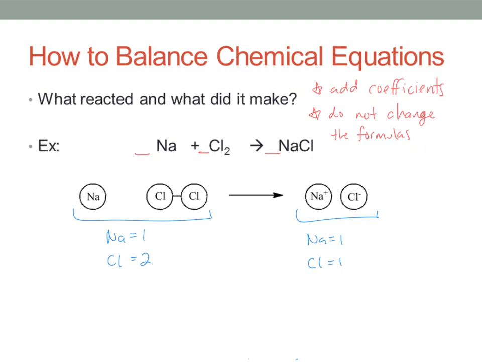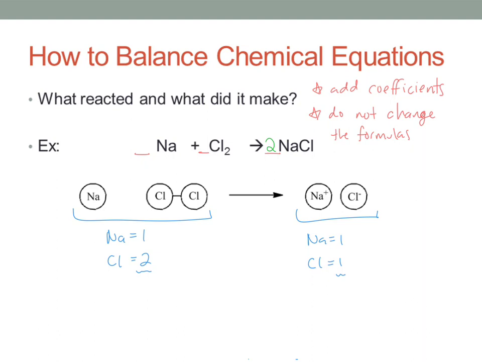So my problem is not with sodiums, I have 1 of each. My problem is with chlorines, namely that I have 2 here and only 1 here. So how am I going to fix that problem? Obviously, I need 2 chlorines on the right-hand side. So what I'm going to do is I'm going to say that if I need 2 chlorines, what that means is I need to have 2 sodium chlorides. And notice that I didn't put a subscript 2 behind the chlorine because again, I can't change the formula. I put a 2 as a coefficient in front of that sodium chloride.